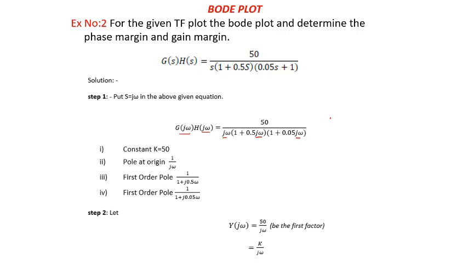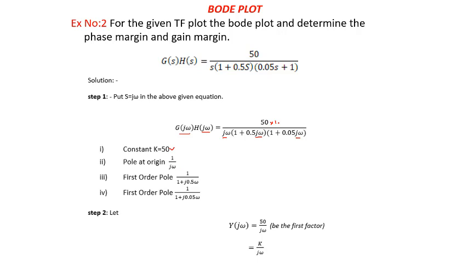Okay, it is in the form of K divided by s(1 + τ1 s)(1 + τ2 s), or 1 plus T1 s and 1 plus T2 s, in the same manner. So here the factors are: first factor K, this is the constant 50, and another one is 1 divided by s. So this is a pole at origin, a 1 divided by s type of factor, 1 divided by jω.